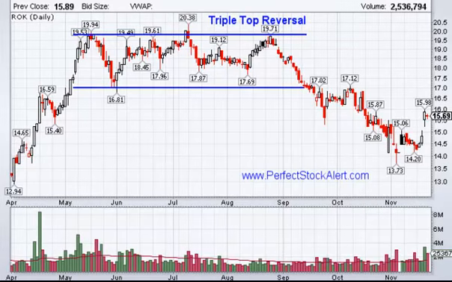Today we're going to be looking at the triple top reversal chart pattern. This is a reversal from an uptrend to a downtrend. It is a peaking formation. It's a reversal. What you have to have in order to get that is an uptrend.